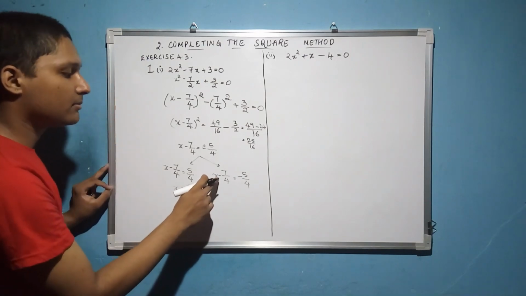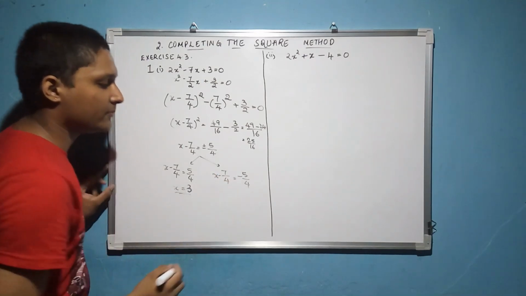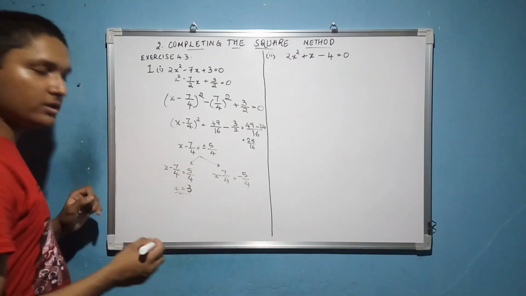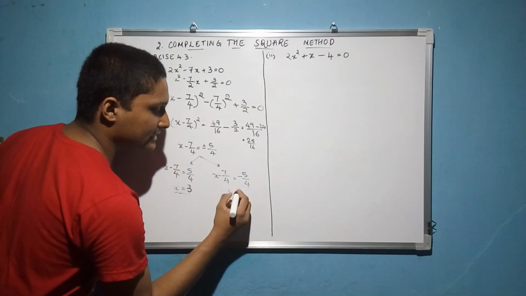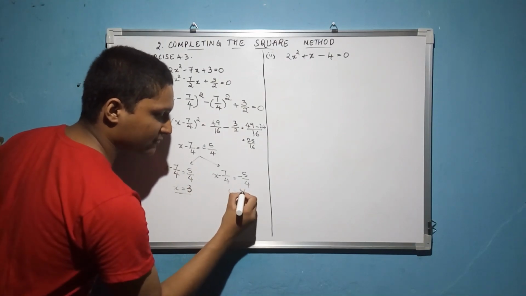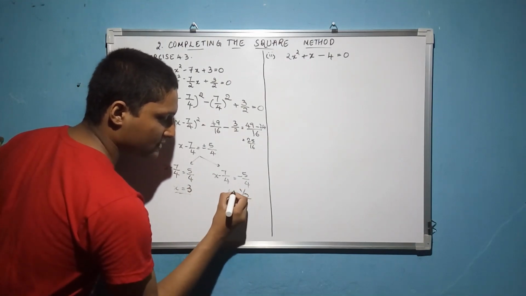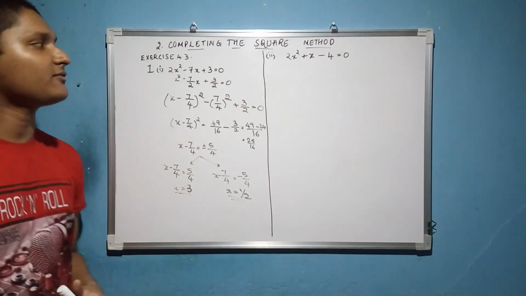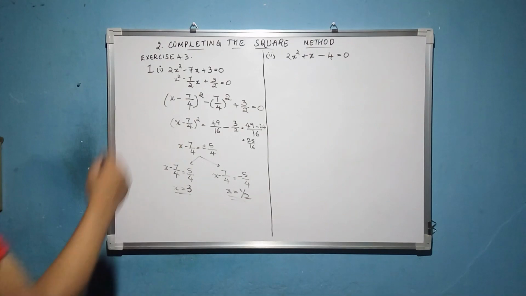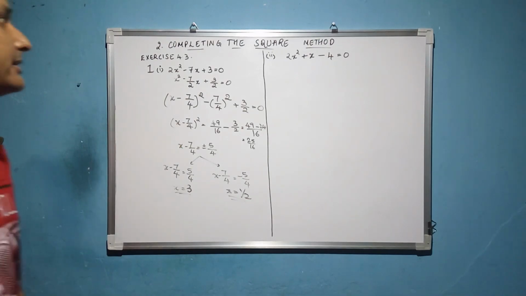Now we have x minus 7 by 4 equal to minus 5 by 4. So it is going to be 7 minus 5 divided by 4. 7 minus 5 is 2. So it is going to be 2 by 4. 2 by 4 stands for half. So therefore x is equal to half is another solution. x is equal to 3 and x is equal to half. So if you want, you can just substitute it over there and try.